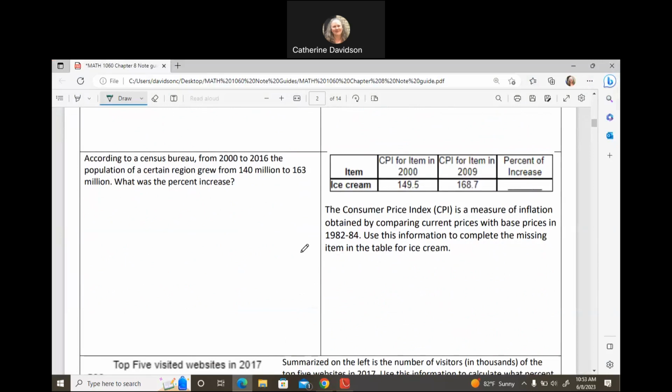According to a Census Bureau from 2000 to 2016, the population of a certain region grew from 140 million to 163 million. What is the percent increase? You don't have to worry about the fact that it's in millions. Just use the 140 and the 163. 163 is the new amount. The 140 is the old amount. So I'm setting up my formula.